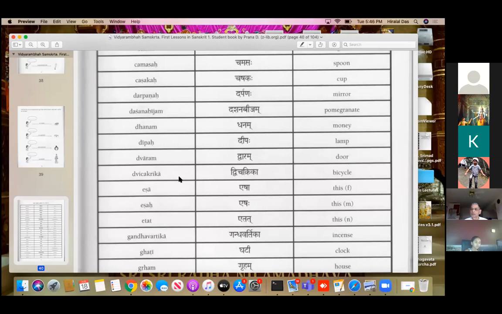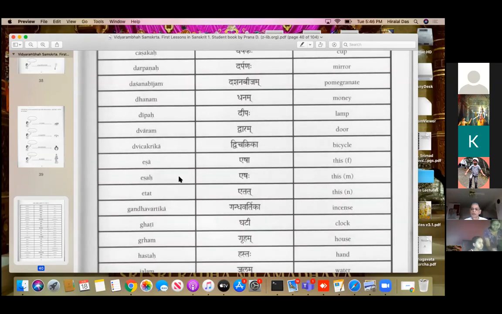How do you say the Sanskrit word for cup? Is it kashakaha? Chasakaha. Is it sa or sha? No, chasakaha. Yes.